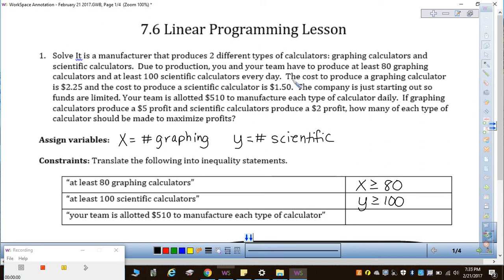The cost to produce a graphing calculator is $225. So we'll do 225 times the number of graphing calculators, which is x, and the cost to produce a scientific calculator is $1.50. So we'll add on $1.50 times the number of scientific calculators, which is y, must be less than or equal to $510.